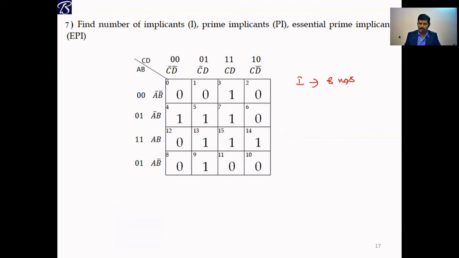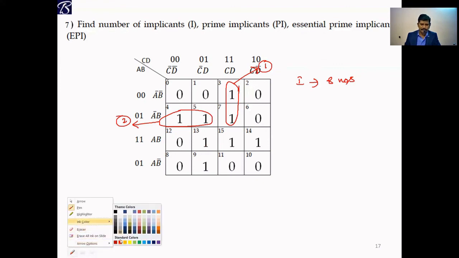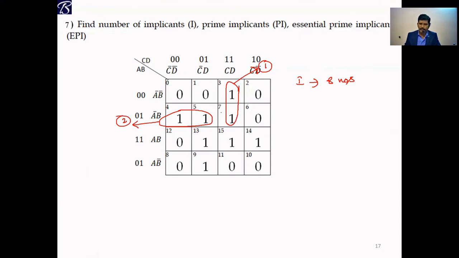Consider this one. What is the maximum possibility? Only this one. Let us say this is 1. And consider the next one. The only possibility is here. Let us say this is 2. And consider this one. Okay. The maximum possibility is here, one quad. Name it as 3.